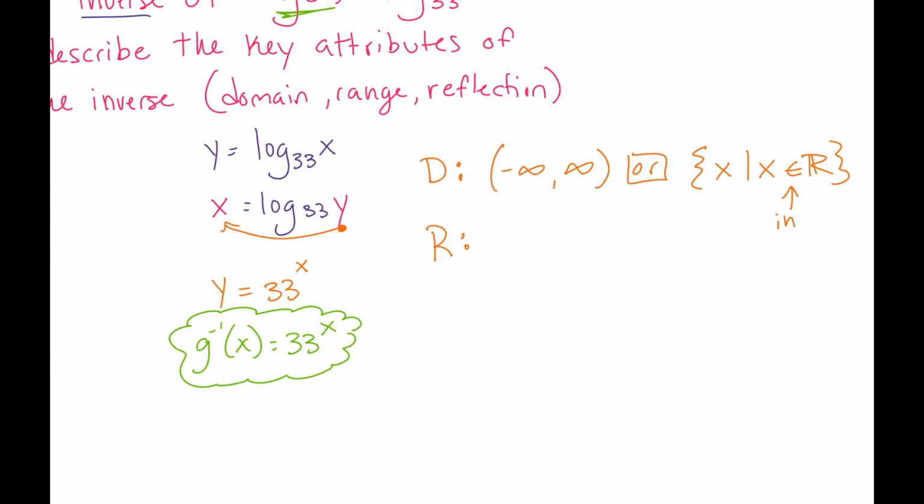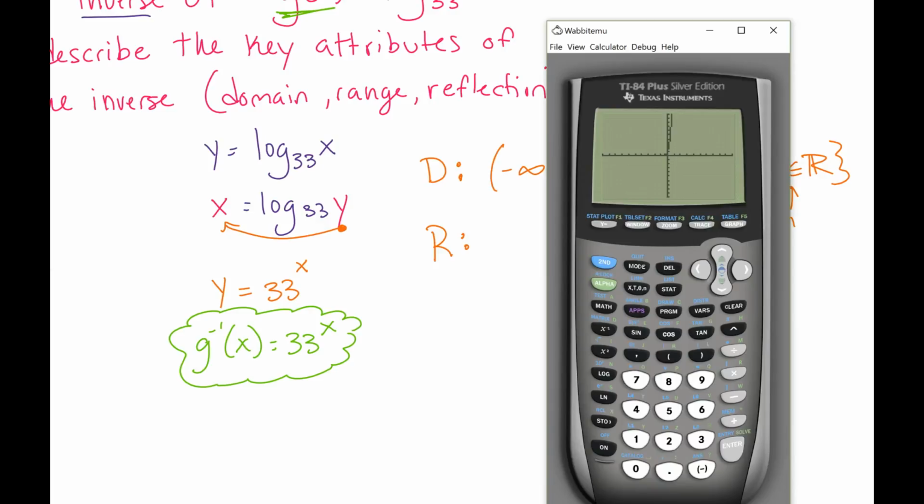Range is the y values. Do I have a least y value? Yes. Do I have a value for y that the graph does not go below? Yes. What is it? 0. Does it touch 0? So, no, it's an asymptote. It doesn't touch it.